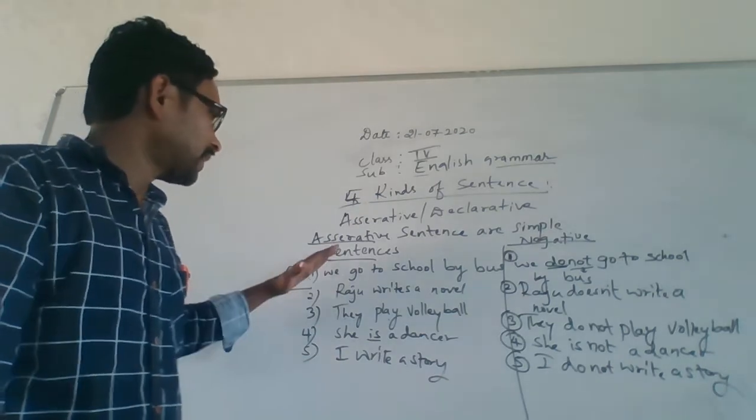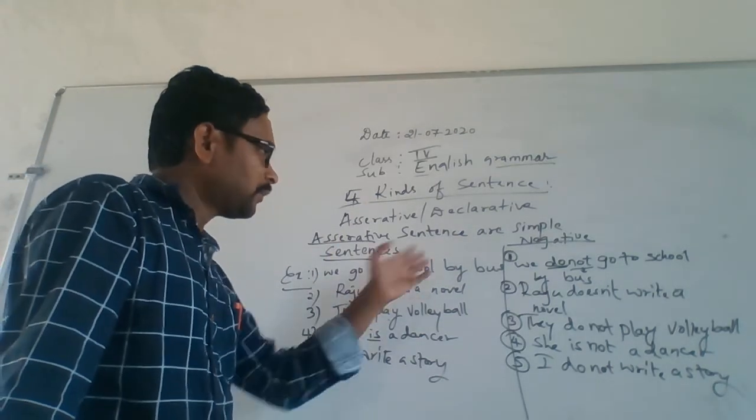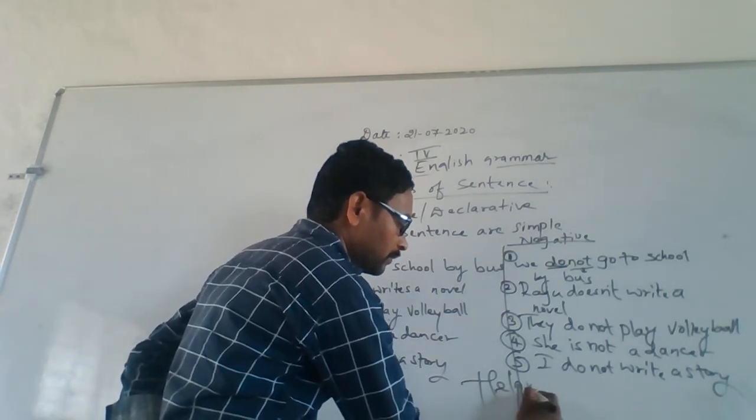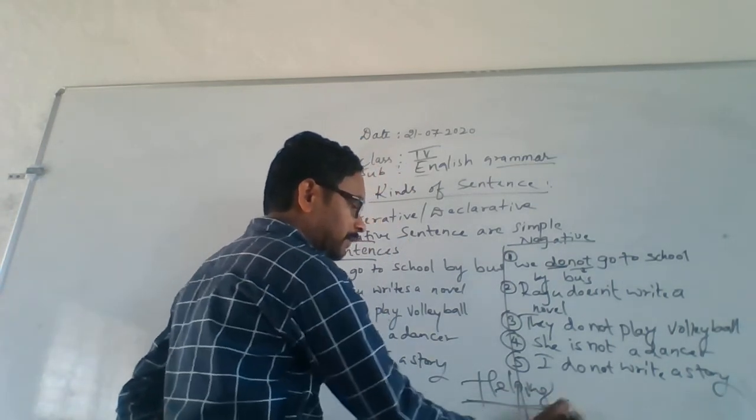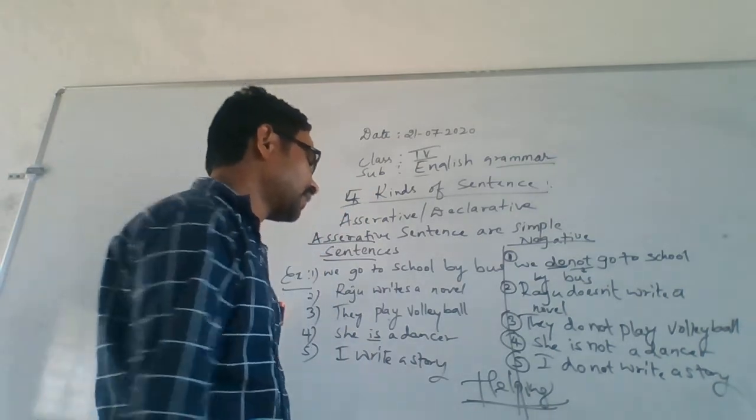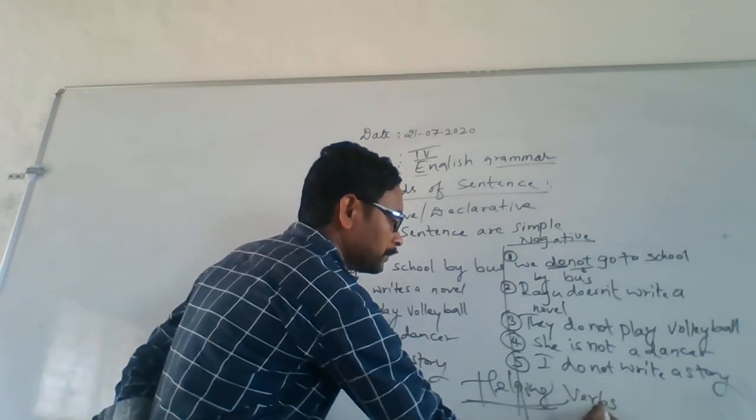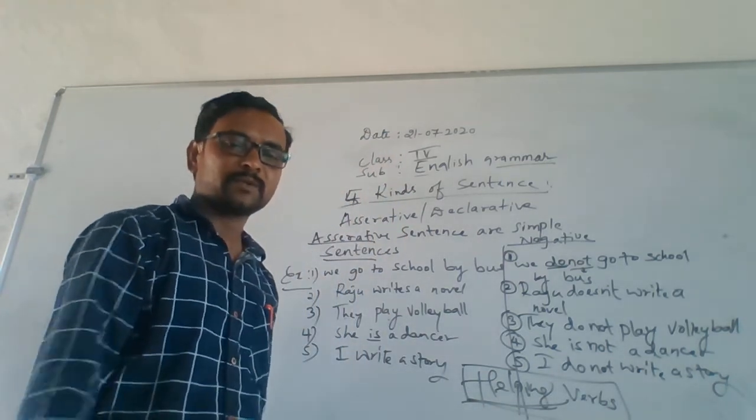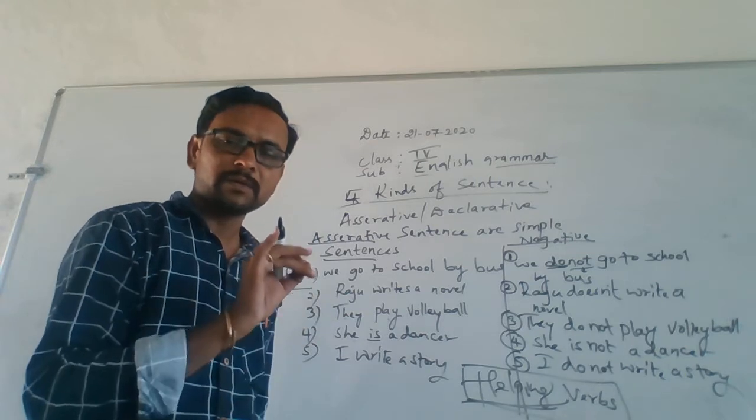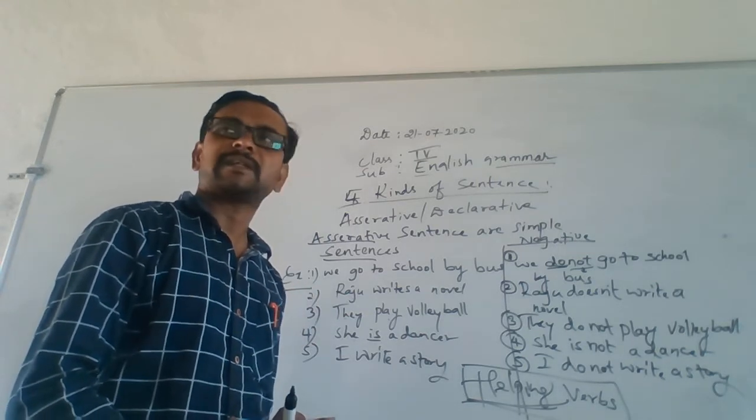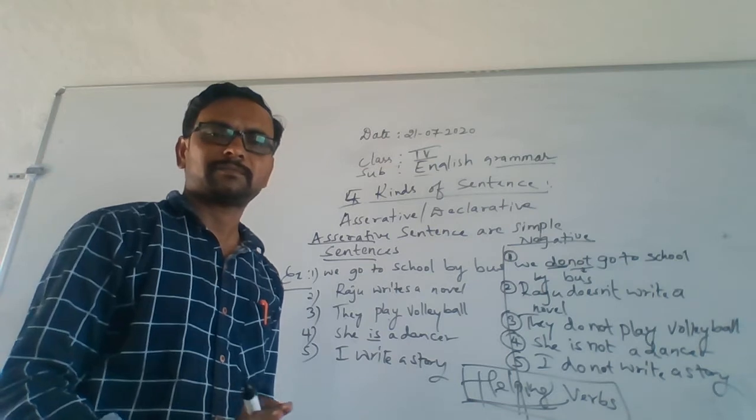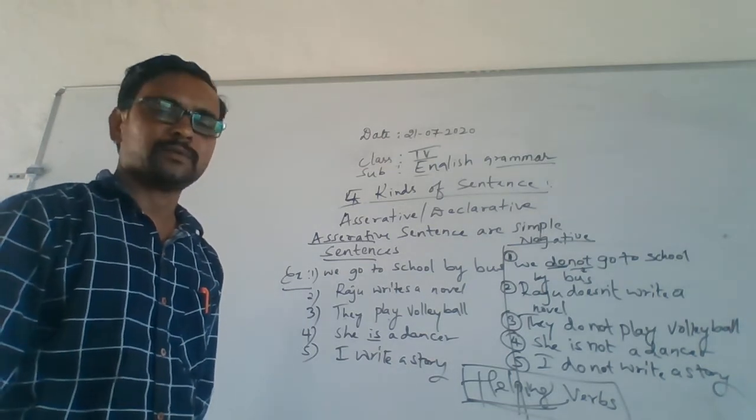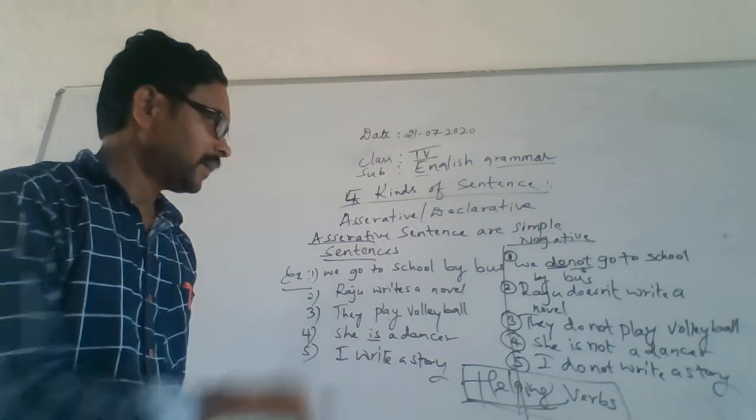What is the difference between assertive and a negative? When you make a negative, we should use what? A helping verb. When you make a negative or interrogative, we should use a helping verb. You should keep this point in your mind. Don't say I not go to school. You should say I do not go to school. Some children are telling I not go to school. Oh, that is wrong. Okay, I do not go to school. That is right. Okay, write on fast.